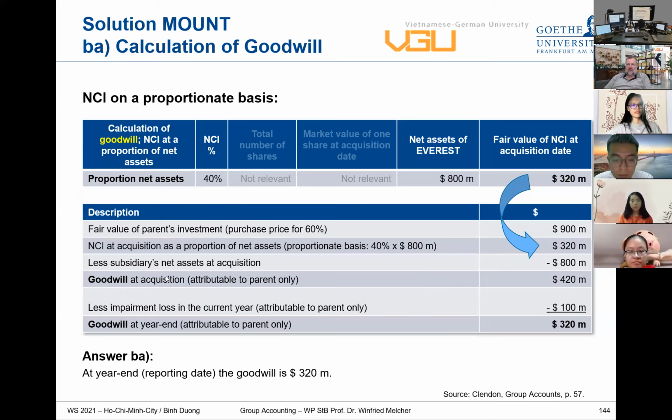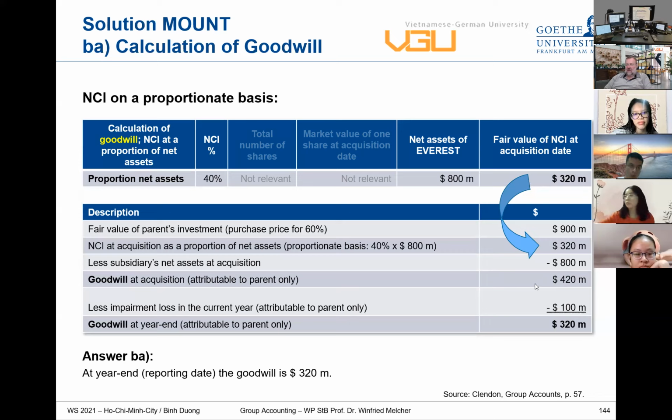Now, the goodwill at acquisition will be 420 then. Please note that we will not relate part of it to the NCI. So don't take now 40% of this and put it to NCI. That would be wrong.